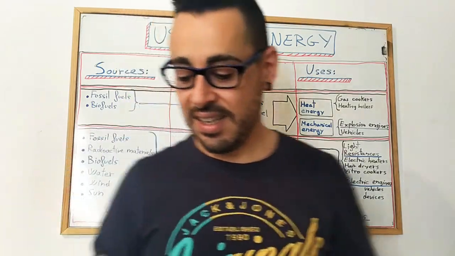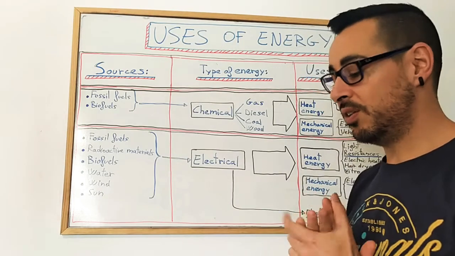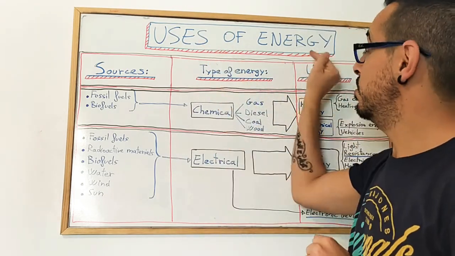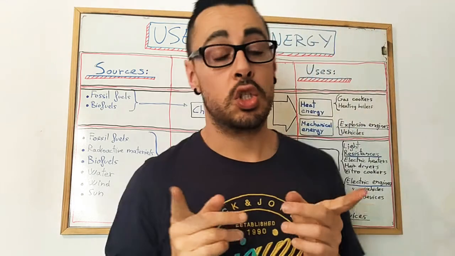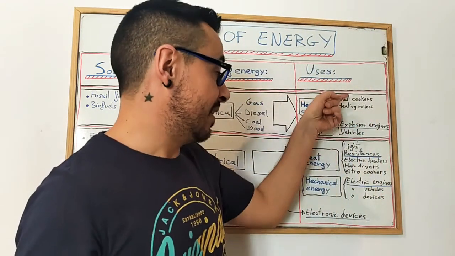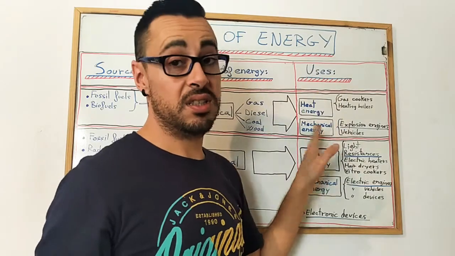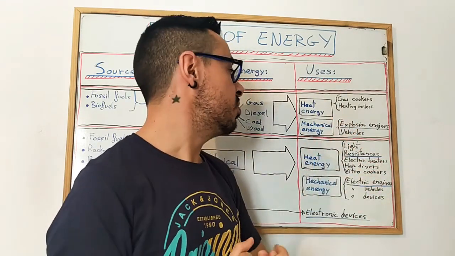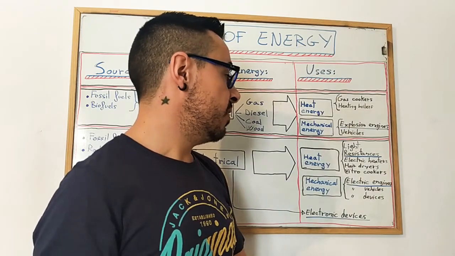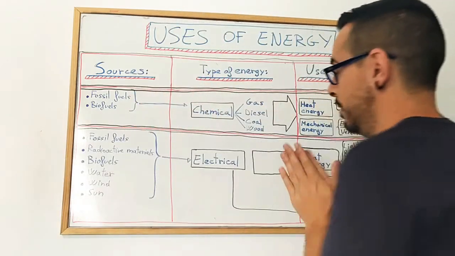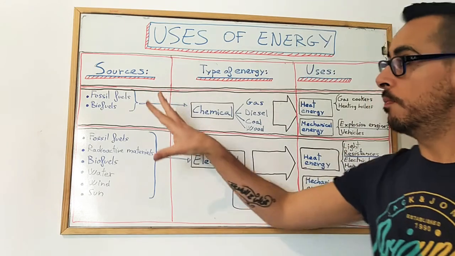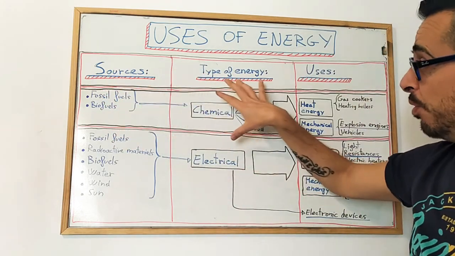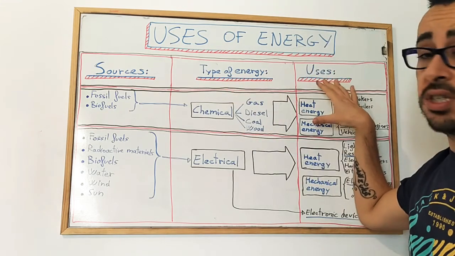Hi guys, today we are starting the last part of the lesson on energy. We are going to learn the uses of energy. Okay, so I suppose that these are the uses, and they ring a bell, obviously. We are going to start with this table. We have here the sources of energy, the type of energy, and the uses.